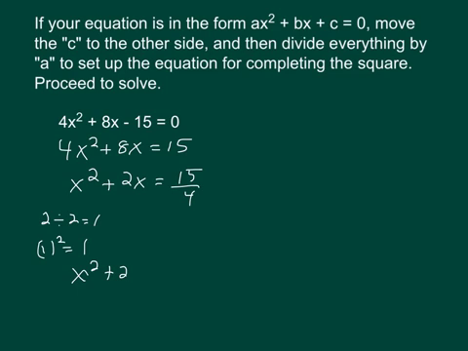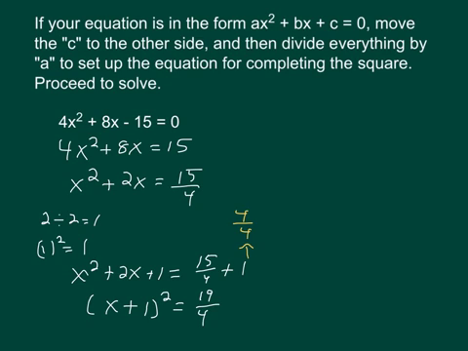x squared plus 2x plus 1 equals 15/4 plus 1. Now the left side factors into x plus 1 squared, and the 1 I probably want to treat as 4/4 in order to add it to 15/4, and I get 19/4. So now I can take the square root. That's going to be x plus 1 equals, 19/4 is positive, so I have to include plus or minus.